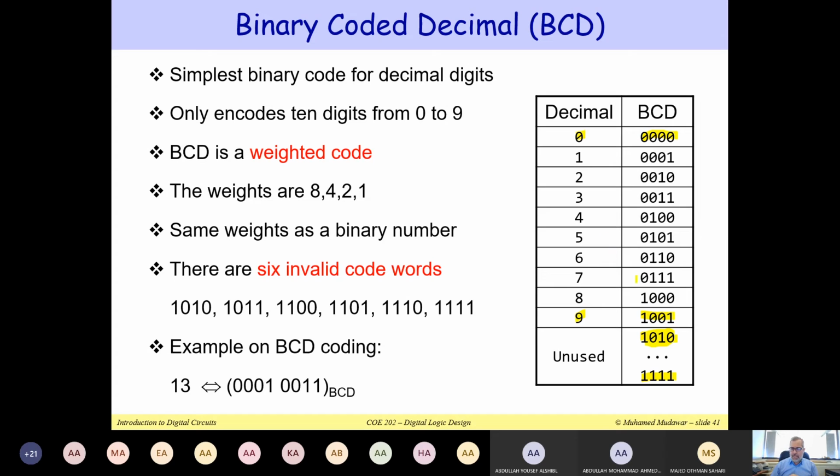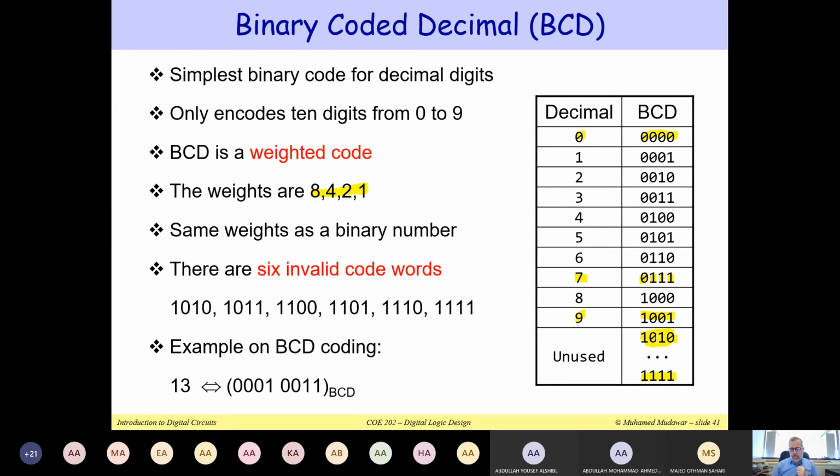Let us take a look at 7. 7 will be 0111. This is 4 plus 2 plus 1, which is equal to 7. So the code is weighted and the weights are 8, 4, 2, 1. Each bit has a weight. The least significant bit has a weight of 1. The most significant bit has a weight of 8 because we have only 4 bits. So we call it a weighted code.